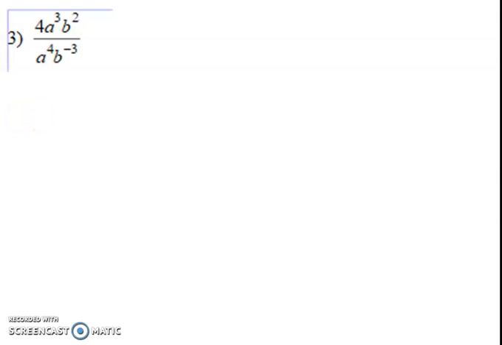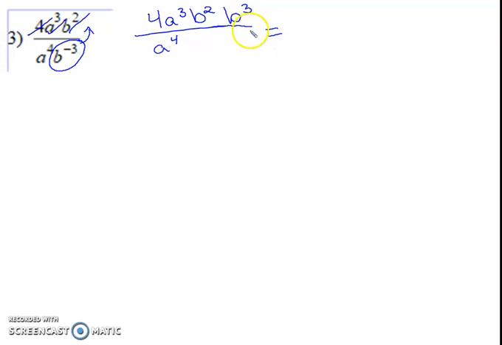Let's go to number 3. Okay, this one has a's and b's on both, but before I start, I'm going to move my negative up. I'm going to leave my 4a to the 3rd, b squared. I left all that stuff. And then on the bottom, I'm leaving this a to the 4th. And then I have this b to the negative 3, which I know means I have to move it up top and make the exponent positive. So let's simplify my coefficients. I just have a 4 and then like a 1 out here. So really that's just a 4.